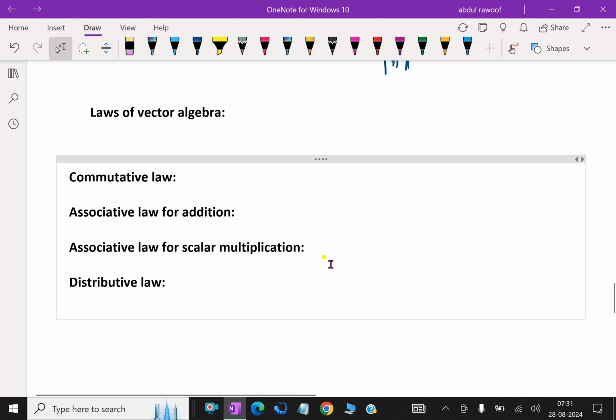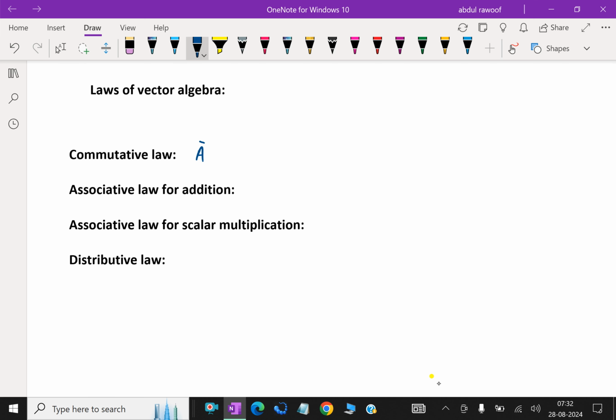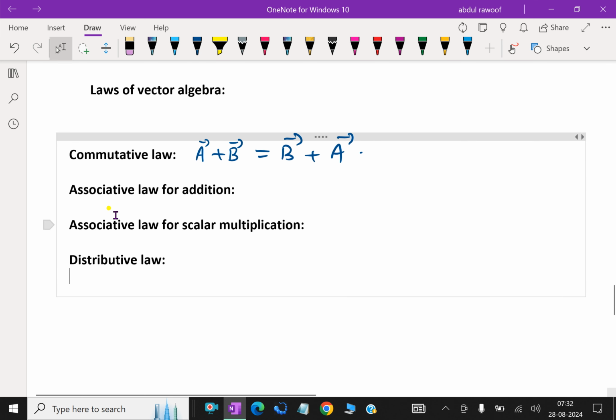Next one. Now let us discuss the laws of vector algebra. Look at some laws. Here, commutative law. Vector A plus vector B can be written as vector B plus vector A. This is called the commutative law of addition of vectors.